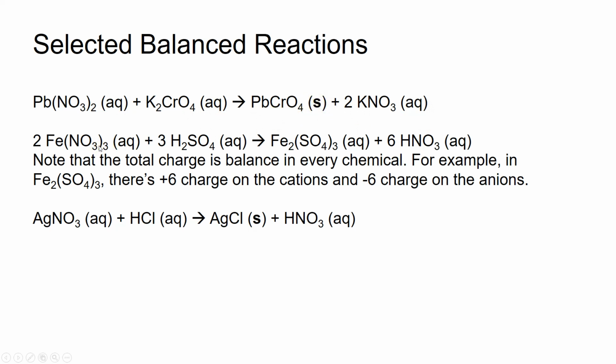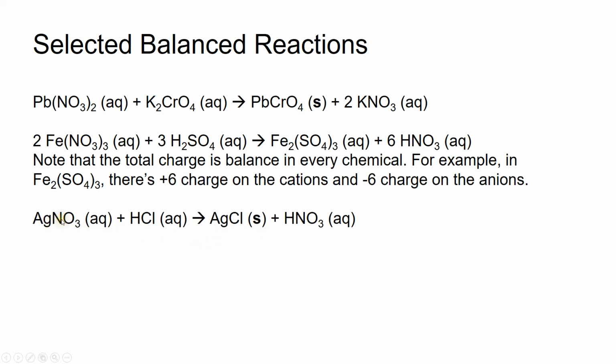The second reaction is more difficult because iron in this case has a 3+ charge, so we need to balance the charge carefully. We need to put a 2 here and 3 here so that in the end we form this and this. Let's examine this formula. We have iron 3+, and we have 2 of those. Therefore, we have a +6 charge on the cations. Sulfate has a -2 charge, and we have 3 sulfate, so in total we have -6 charge on the anions. In this formula, we have +6 charge here, and -6 charge here. They are balanced.